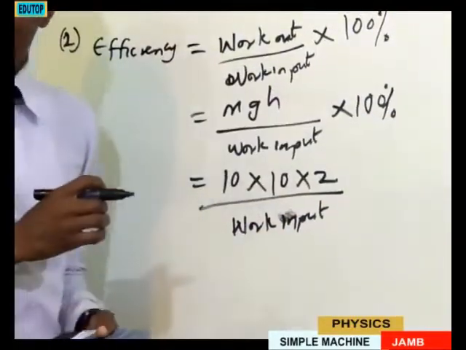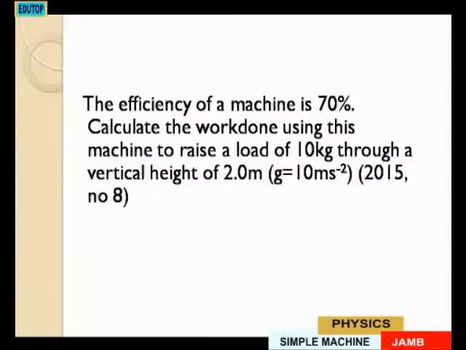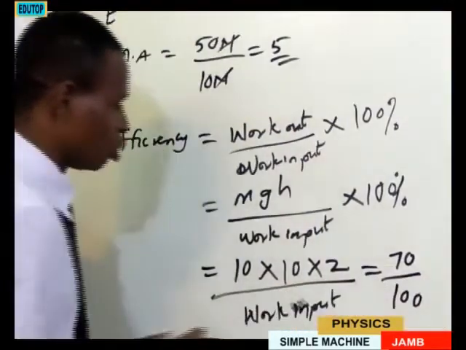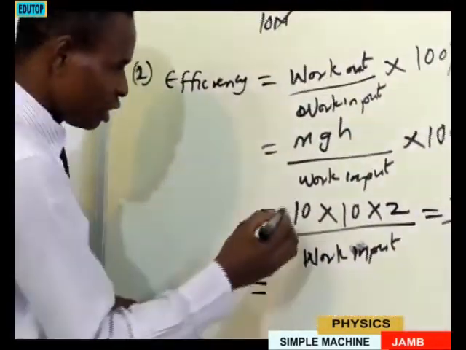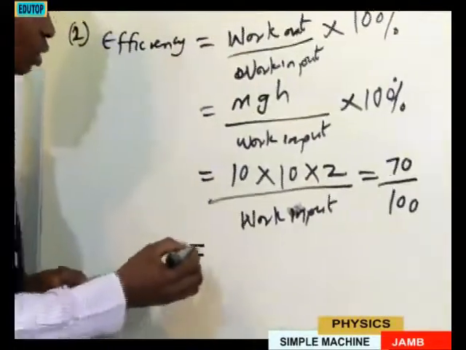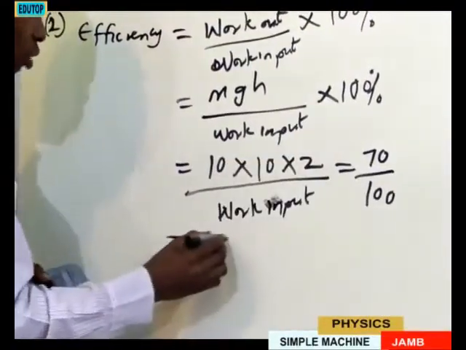But in this case, the question says the efficiency is 70%. We are going to take the percent of 70. So everything will be equal to this. So let's try and work it out. 10 times 10 is 100. 100 times 2, that's 200.